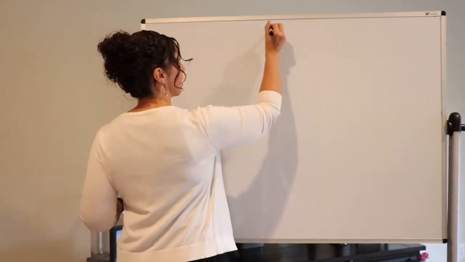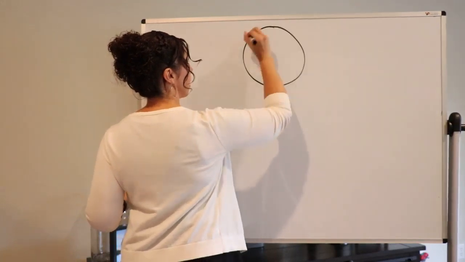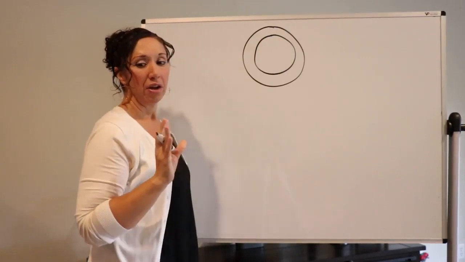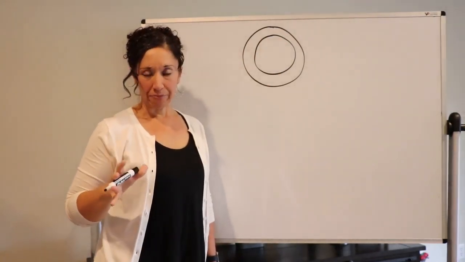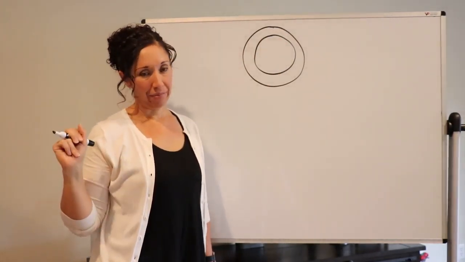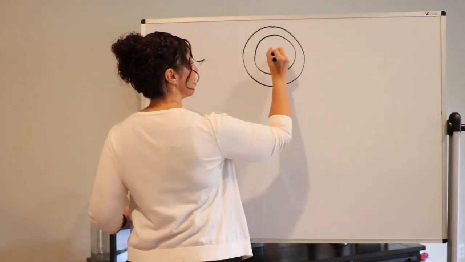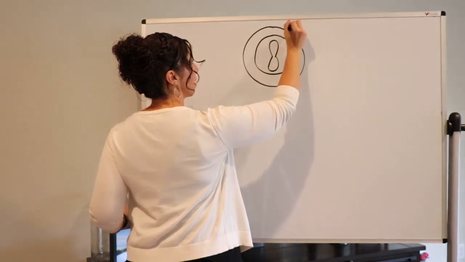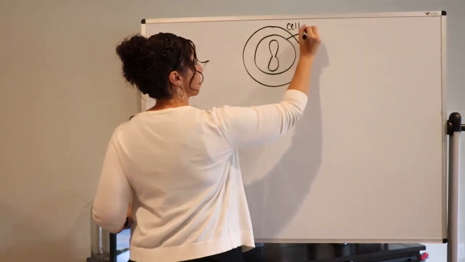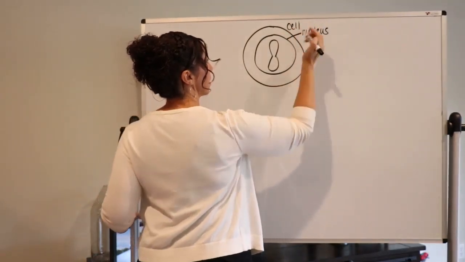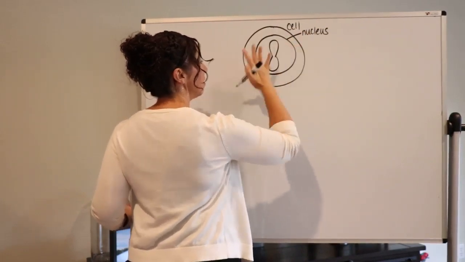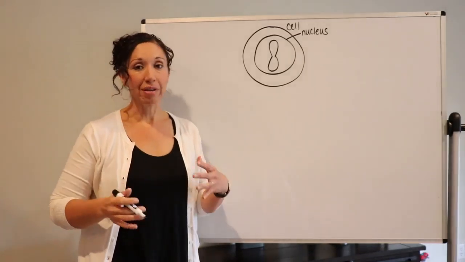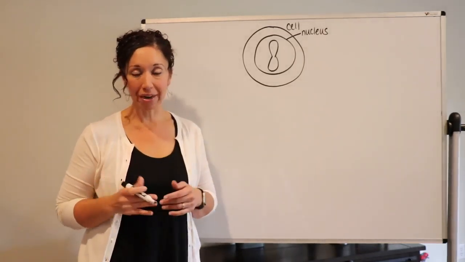So if I'm to draw a cell, and inside the nucleus, I'm only going to draw one chromosome to keep it simple. If I were to draw all 46, it would start to get messy. So here's my chromosome, this would be my cell, this would be the nucleus, and there's my chromosome. At this stage of the game, this cell is doing its job, hanging out in whatever part of your body it's supposed to be at.